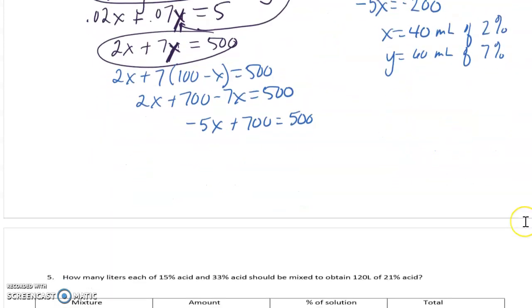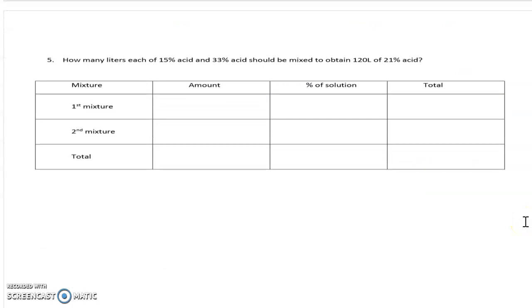Okay, let's look at another mixture problem. How many liters each of 15% and 33%? So I don't know how much of these are in each one, but it's going to mix to obtain this as my total. So I'm going to mix the 15% plus the 33%, and I need to know the amounts. So I'm going to let this one be X amount and this one be Y.